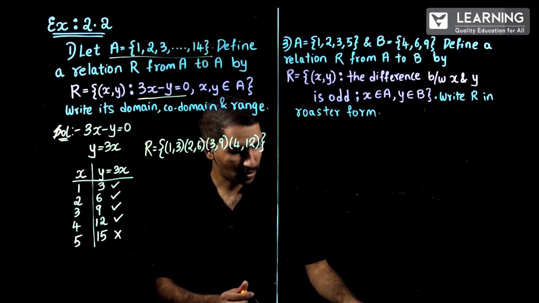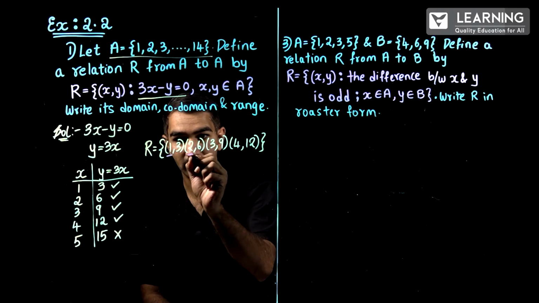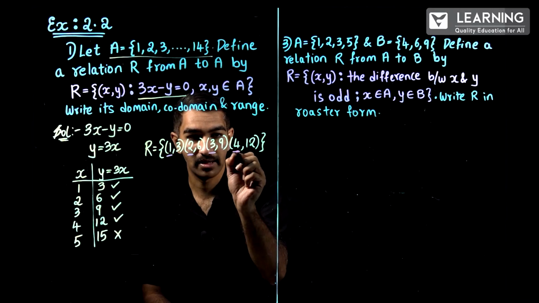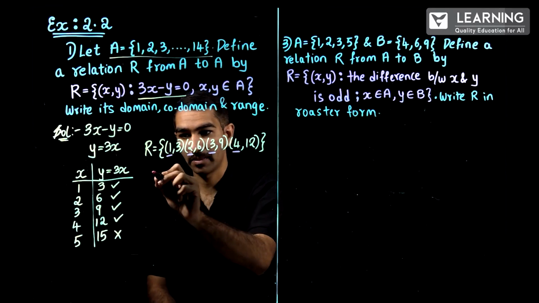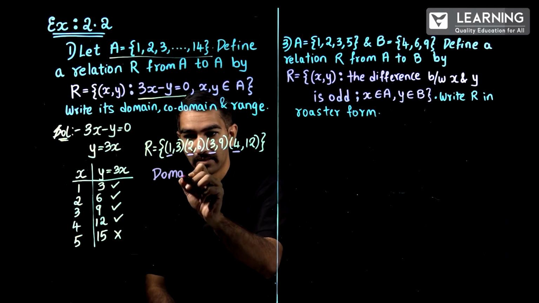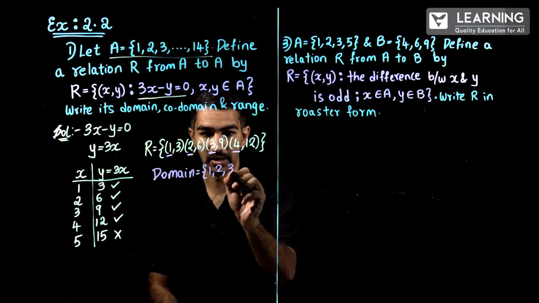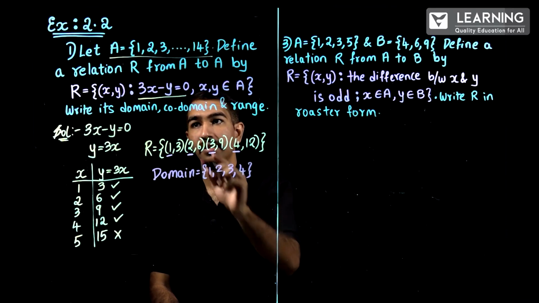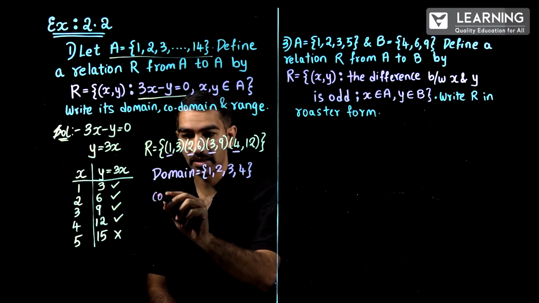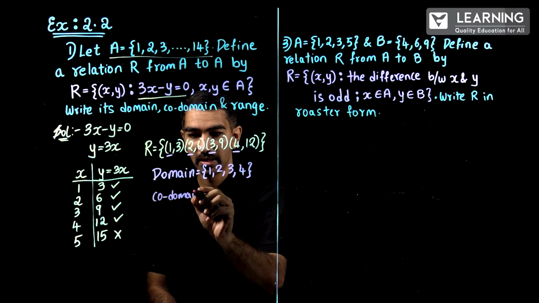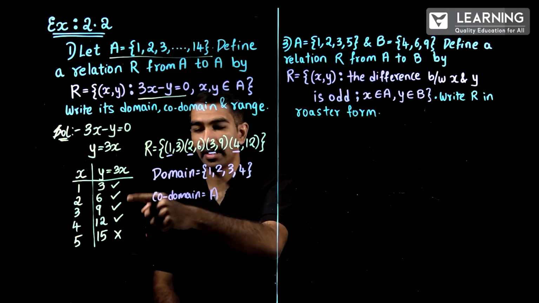So what is the domain here, students? The set of first numbers. So see this, this, this, this and this. First elements, right? In a relation, the set of first elements is called the domain. So we will write domain equals 1, 2, 3, 4. Next, codomain. Codomain means here in this question, we'll write codomain equals, that is nothing but the output, students. So codomain equals A only, correct? From 1 to 14, codomain, that is A.